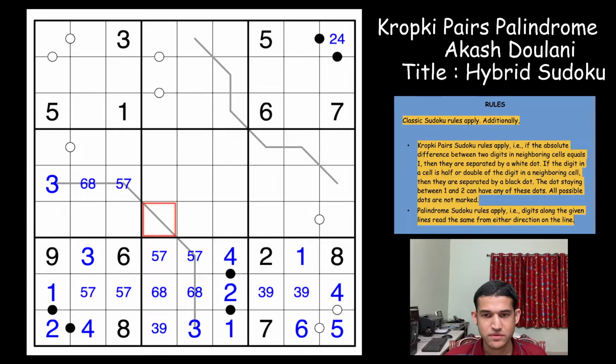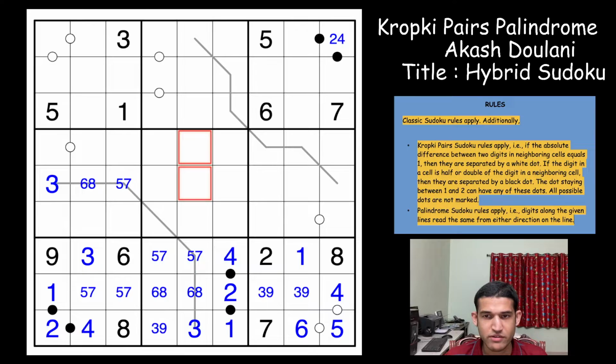Okay. So one thing I forgot to add when I stated the rules was that you could have, for example, 1 and 2 nearby like that without any dot in between, right? It's only Kropki pairs, not Kropki. So in Kropki, all possible dots are marked, meaning that if you have adjacent cells which differ by 1 or which are in the ratio of 1:2, then invariably there will be a white or a black dot. But in Kropki pairs, the vice versa rule is not applicable.